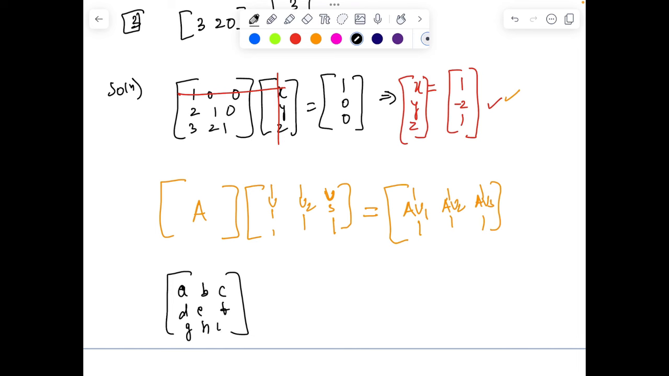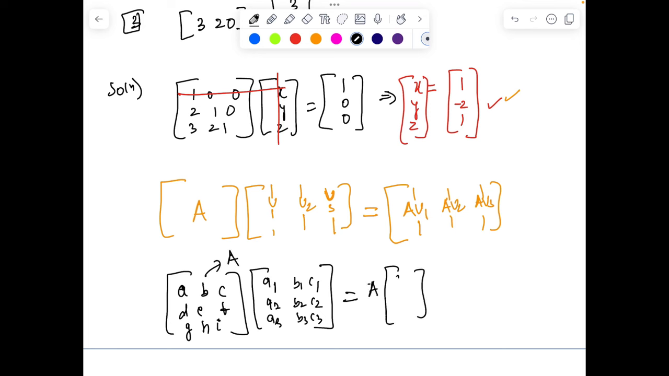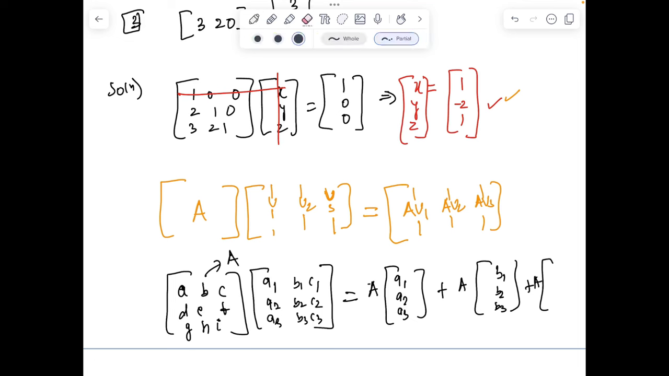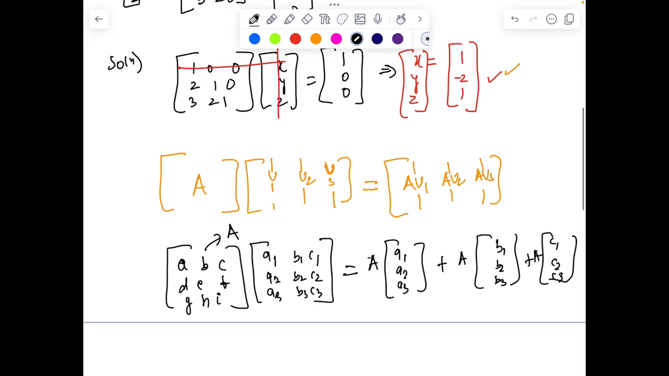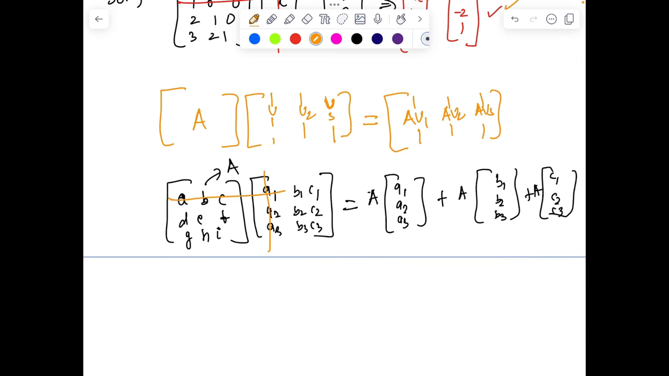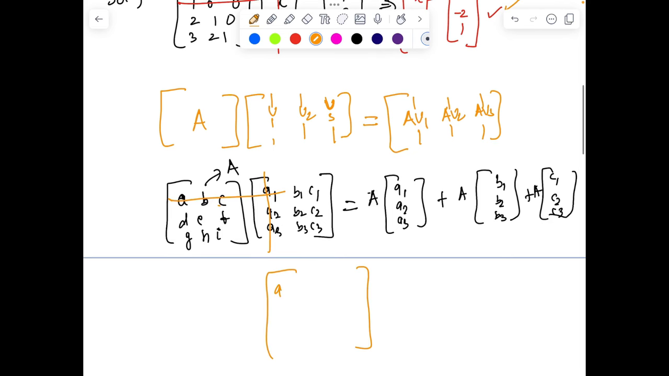Why is it so? That's quite obvious. Let's say we have the matrix with entries a, b, c, d, e, f, g, h, i, and we are going to multiply with a matrix whose columns are (a1, b1, c1), (a2, b2, c2) and (a3, b3, c3). If I call the first matrix A, this product is basically the same as A times (a1, b1, c1) as the first column, and so on for the other columns.